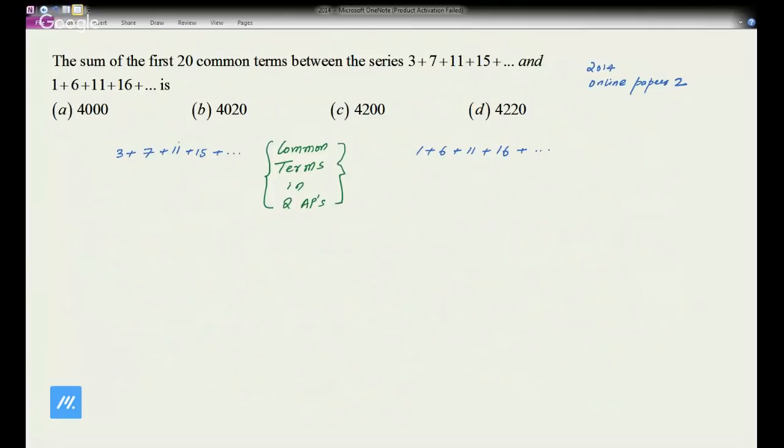So the first common term is 11. That is quite evident here, right? What is the common difference here? D1 is 4. What is the common difference here? Let's say we call it D2, which is 5. What is the LCM of D1 and D2? LCM of D1 D2 is 20. This will be the common difference of the new AP with common terms.